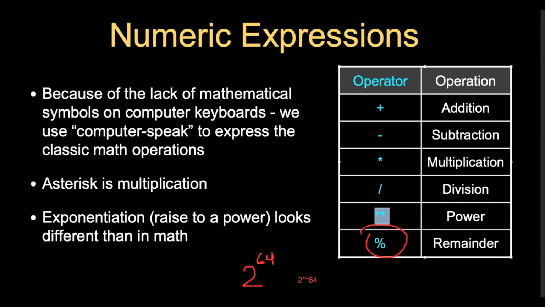So 10 mod 3 gives you 1, right? If you do 10 mod 3, what do you get? 1, right? So this one generates the remainder. All right, so any questions about this?